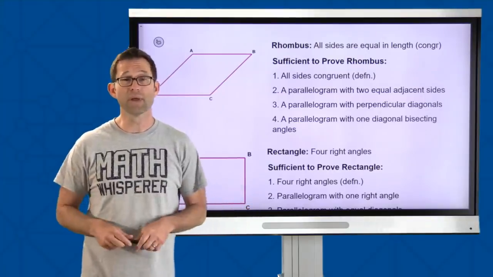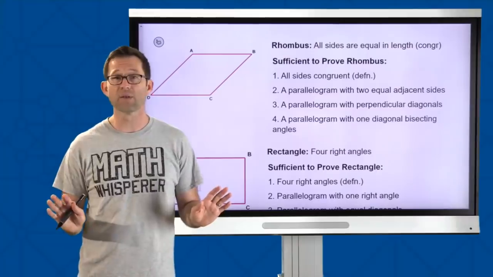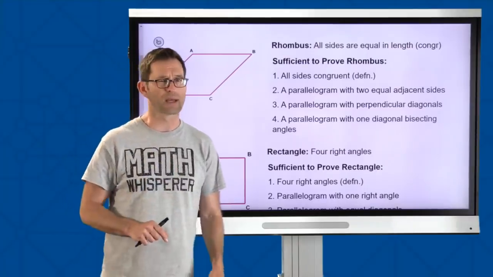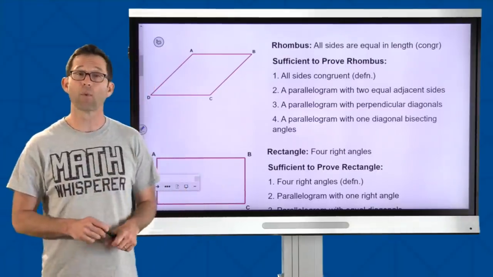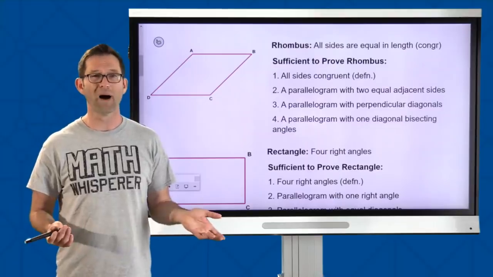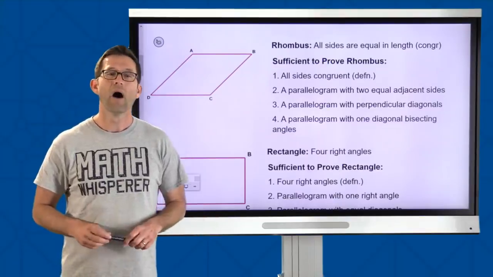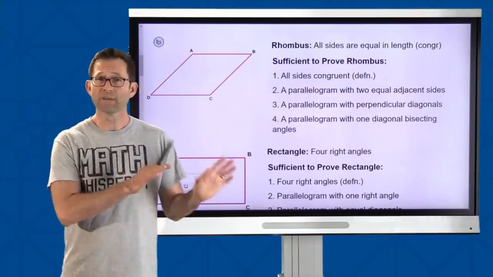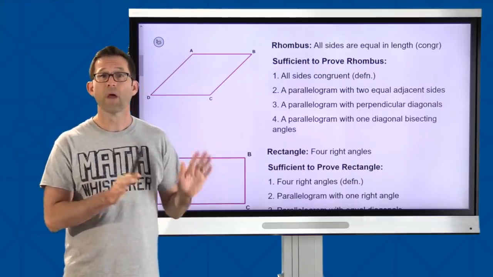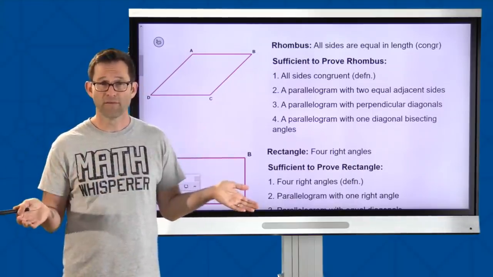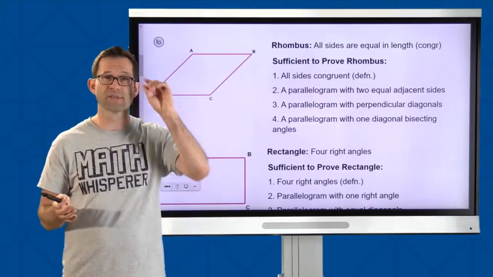A rhombus is simply a quadrilateral where all four sides are the same length. Now you might say to yourself, wait a second, I thought that was a square. Well, squares are rhombuses, or rhombi, as we like to call them in the biz. But we'll get to squares in a moment. Rhombuses are just any four-sided figure where all four sides are the same length.